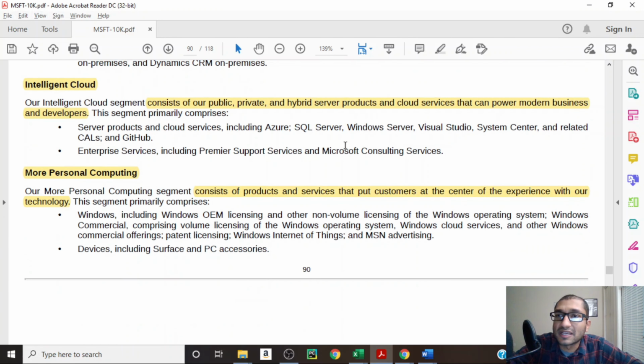The second operating segment is its intelligent cloud segment, which consists of its public, private, and hybrid server products and cloud services that can power modern business and developers. Some of the offerings in this segment include Microsoft Azure, SQL Server, Windows Server, Visual Studio, GitHub, and so forth.